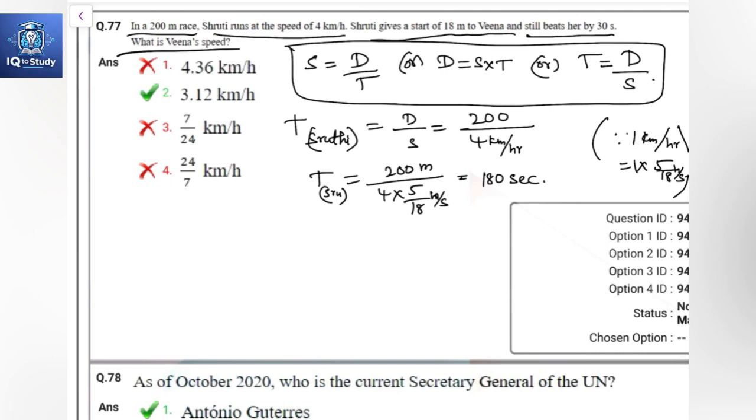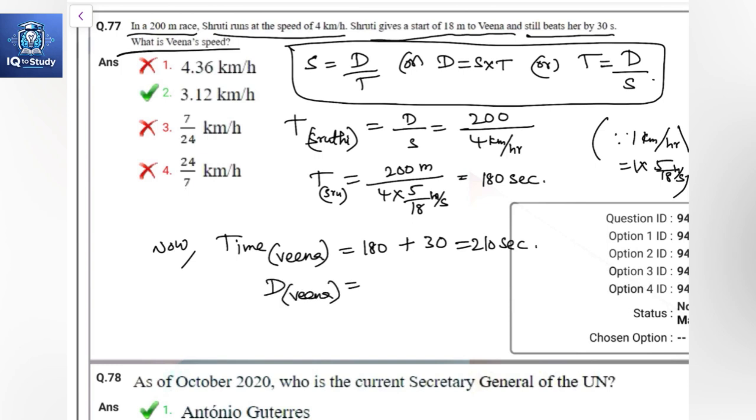Now, time taken by Veena is equal to 180 plus 30, which is equal to 210 seconds, because she still beats her by 30 seconds as given in the question. And distance covered by Veena is equal to 200 minus 18 meters, which is 182 meters. Now, speed of Veena is equal to 182, which is distance, by time, which is 210 seconds.